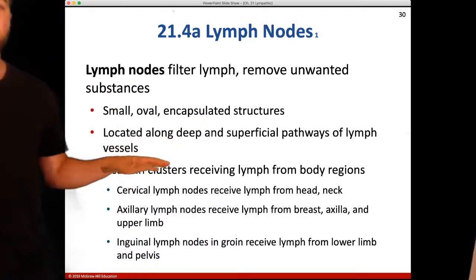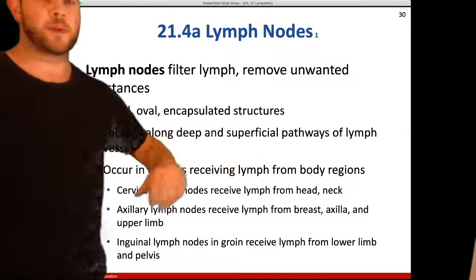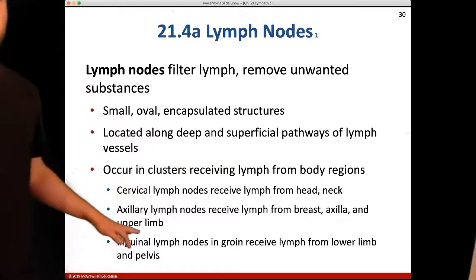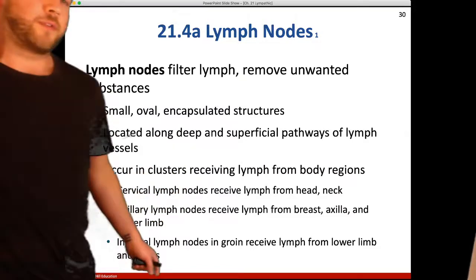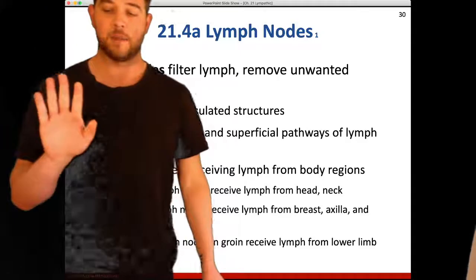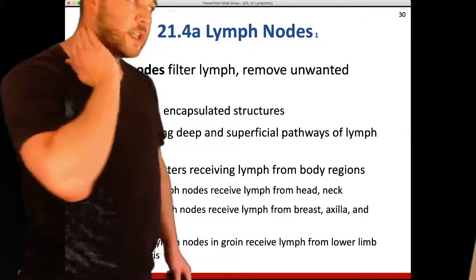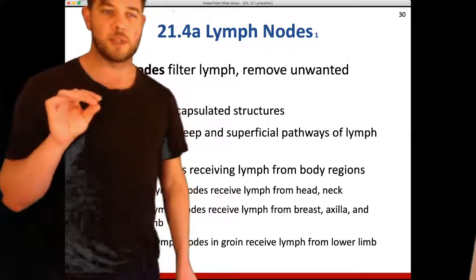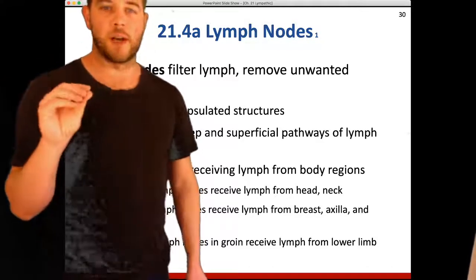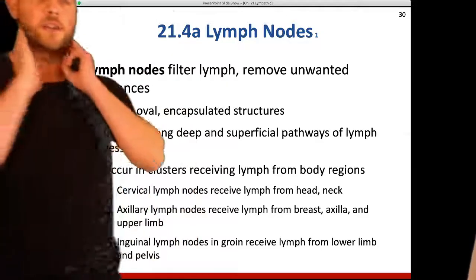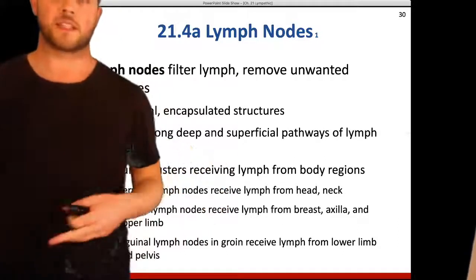Located along deep and superficial pathways of lymph vessels, they occur in clusters receiving lymph from your body regions. You have cervical, axillary, and inguinal lymph nodes. All 3 of these, especially the cervical, are fairly superficial. If you just take your fingertips very lightly and rub them along the back of your upper neck, going very superficially, deep to the skin, not within the muscle tissue but in between the muscle tissue and the skin, you'll feel these little ridges and bumps, and those are your lymph nodes. When doctors are palpating along your neck for your lymph nodes, they're trying to see if they're swollen. If they're swollen, that usually indicates some type of infection.